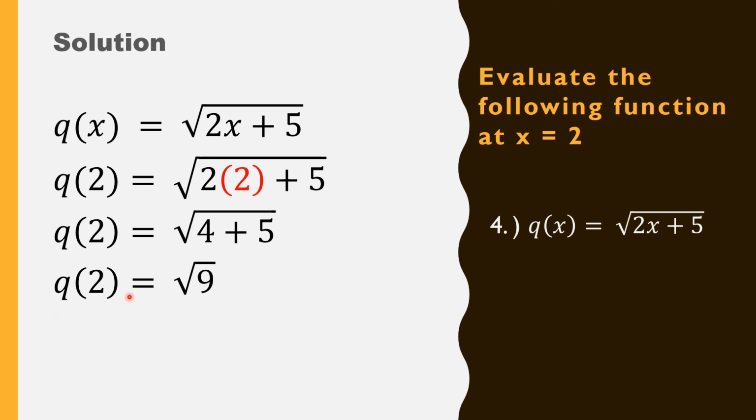Okay, so we can still simplify this one as q of 2 equals 4 plus 5. So, you have there the square root of 9. And you all know that the square root of 9 is equal to 3. So, you have there q of 2 equals 3. Okay, so the value of q of x equals the square root of 2x plus 5 at x equals 2 is 3.